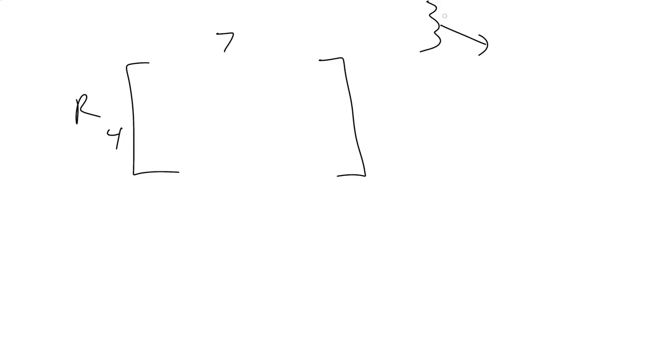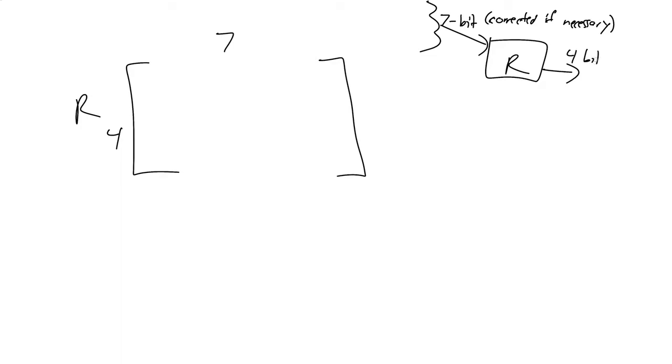Let's check this out with the R matrix here. So the R matrix, which must be a 4 by 7. And that's because we know from the picture that we're going to take our 7-bit thing, which we've corrected if necessary. That's so important, I'll even put it on here. Corrected if necessary. And the way we know whether to correct it and how to correct it is coming from the H matrix. We're going to run it through the R matrix to recover the answer, and that's going to pop out our 4-bit thing.